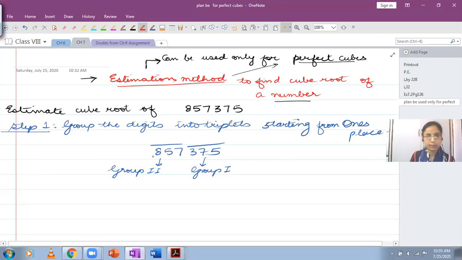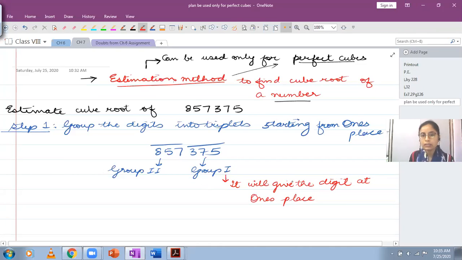This is your first step. Now what we want to remember is this group is going to give us the digit at ones place in our answer. This will give the digit at ones place. And what does this mean?